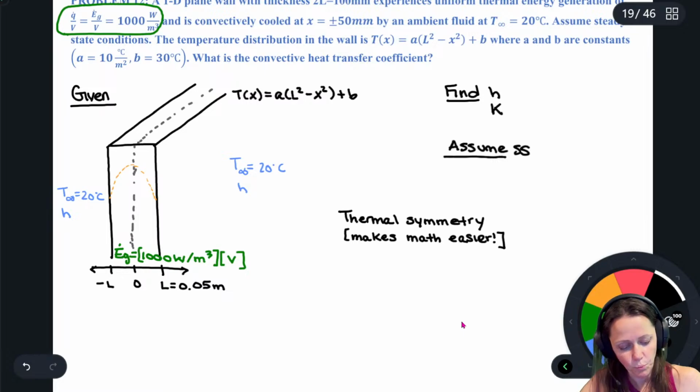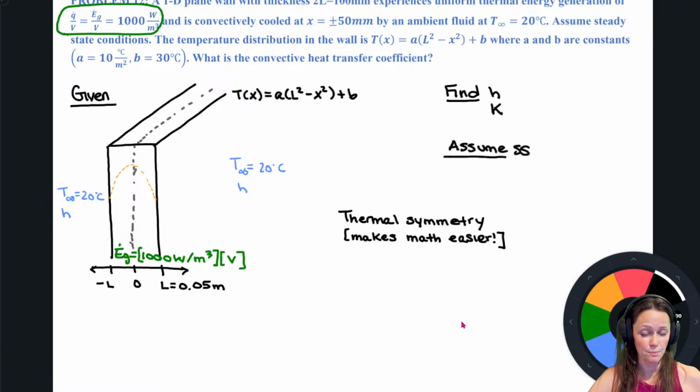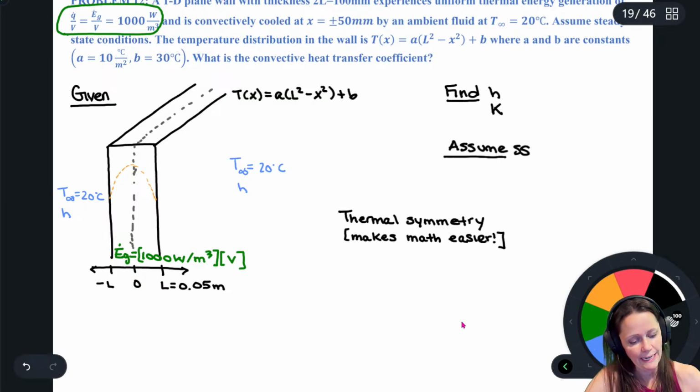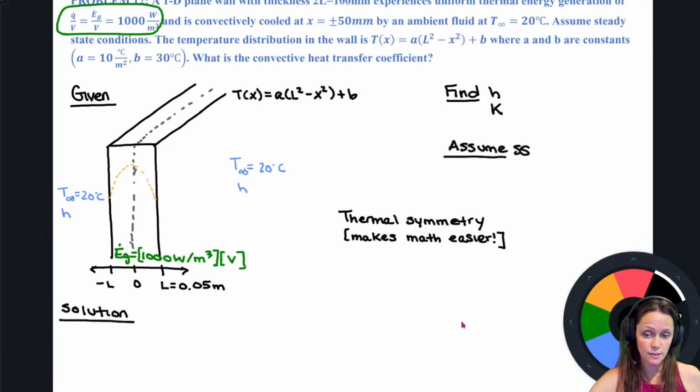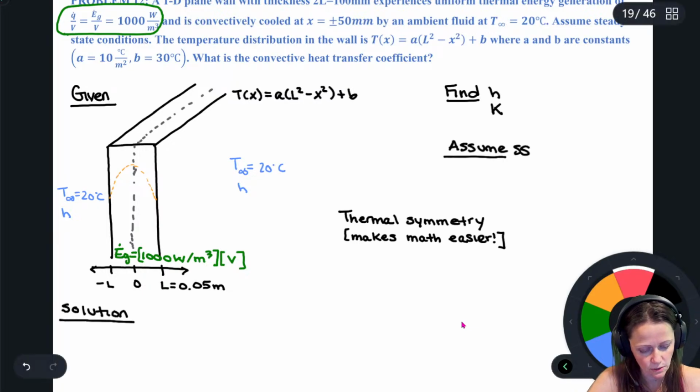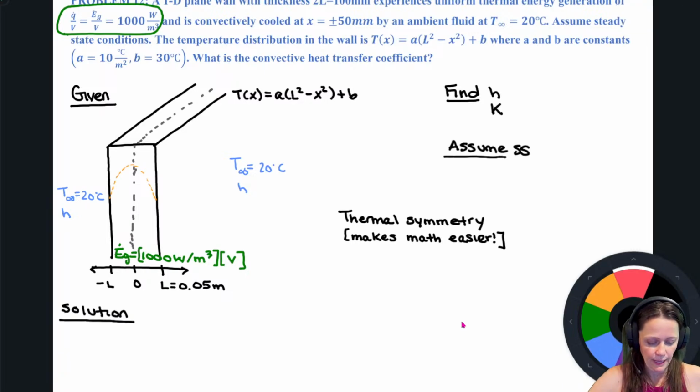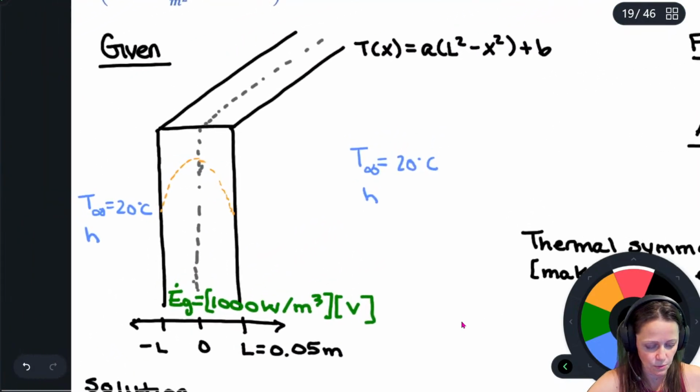Most of the time, the temperature distribution is something you're actually going to have to solve for. And then A and B are constants, and I won't rewrite those. That's fine. All right, so I want to find h and k. So we're going to do an energy balance on the surface and on the control volume. Let's start with the surface.